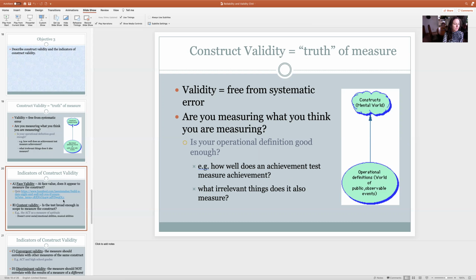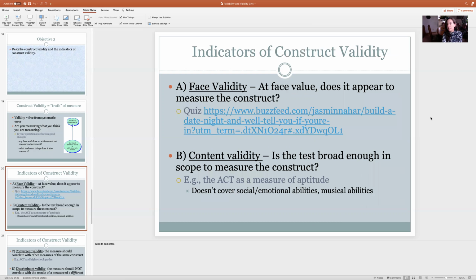Okay. So there are several different ways that you can indicate construct validity. In one way, you're just looking at the face value of the test. Does it look like it measures achievement? For example, if I have a test on depression, but one of my questions is, how many pairs of shoes do you have? It just doesn't look like it measures depression. So face validity is just on the face of it, does it look like a good measure of that? That's not a very good kind of test of validity.